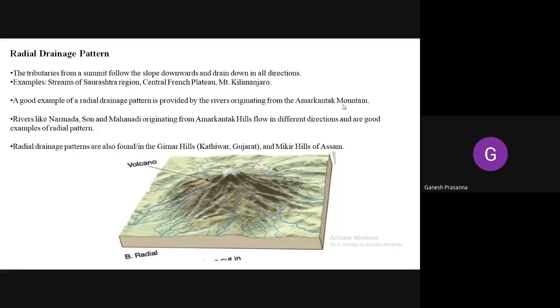The Narmada also, and the tributaries of the Narmada, are very good examples of the radial drainage pattern. Narmada, Son, Mahanadi, all of them have their origin in the Amarkantak hills, and flow in different directions, making them very good examples. Radial drainage patterns are also found in the Girnar hills of Kathiawar, Gujarat, and the Mikir hills of Assam.